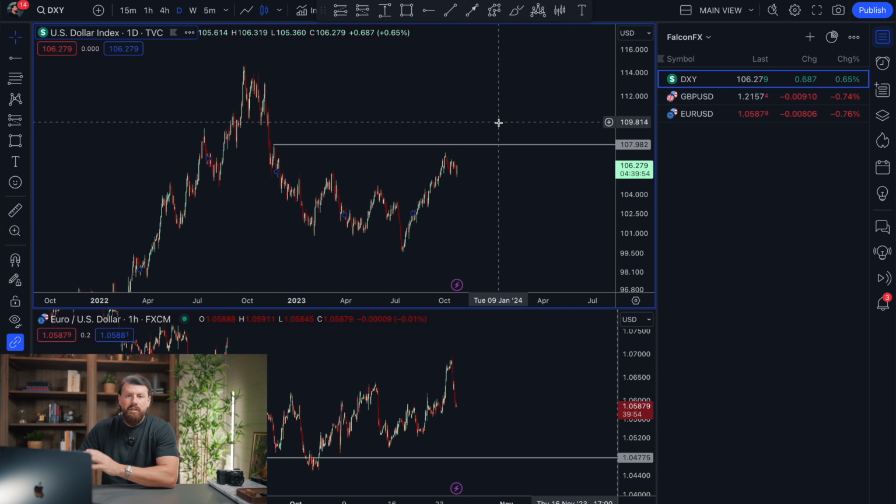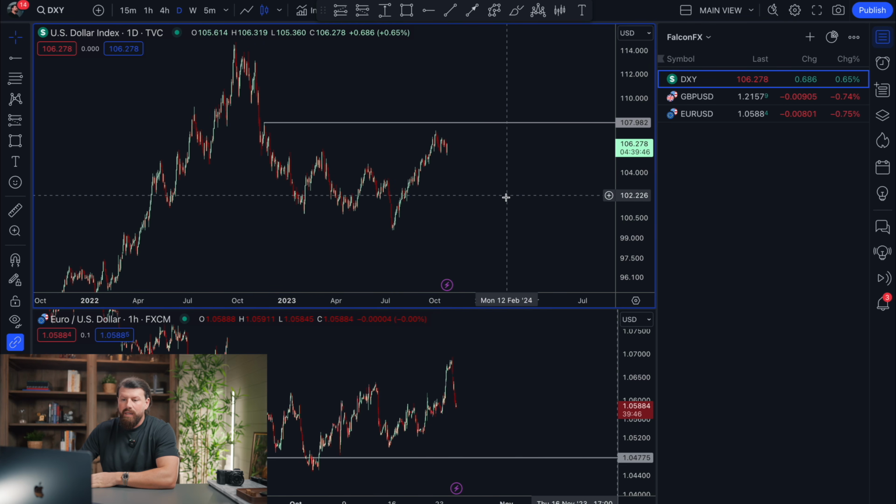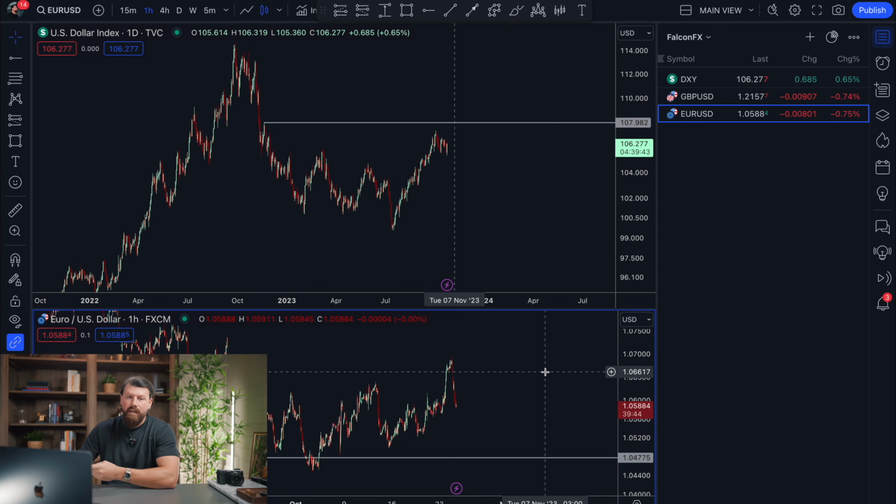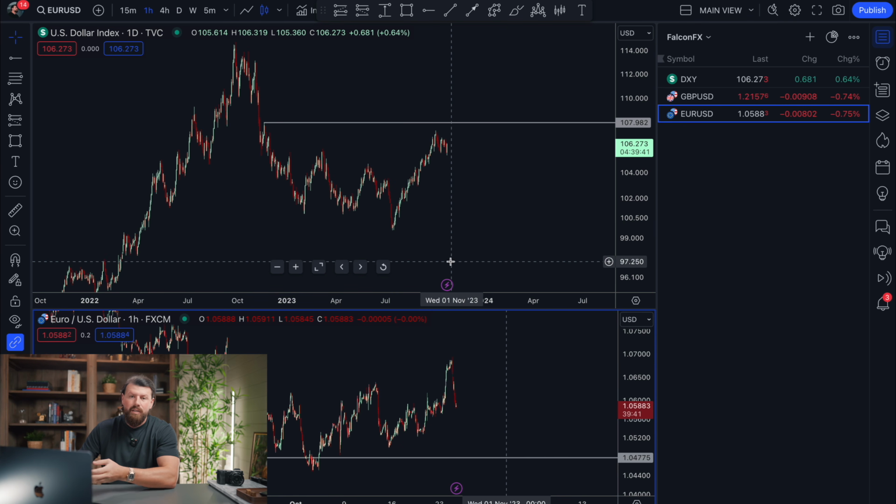So from a DXY correlation point of view, many of you will probably be aware, you've got euro dollar, you've got pound dollar. It's not going to be candle by candle, but you're going to start to understand that when the DXY is going to the upside, you're going to have euro dollar going to the downside. So when the DXY is going to the upside, you're going to have pound dollar going to the downside. So you can use that correlation to your advantage when you understand the positioning.